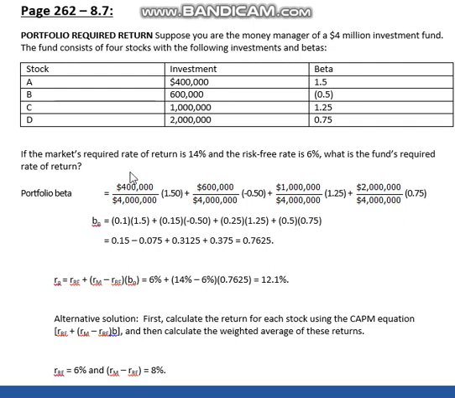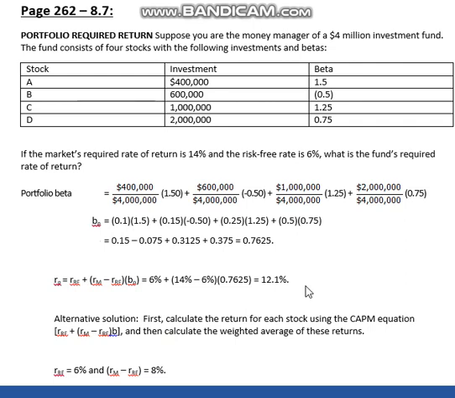Now, after finding the beta of the portfolio, the required rate of return of the portfolio equals the risk-free rate plus the required rate of the market minus the risk-free rate times the beta of the portfolio, equals 6% plus 14% minus 6% times 0.7625. So the required rate of return for the portfolio equals 12.1%.